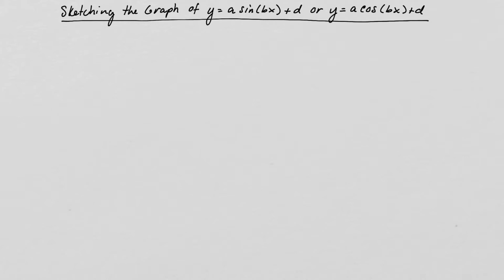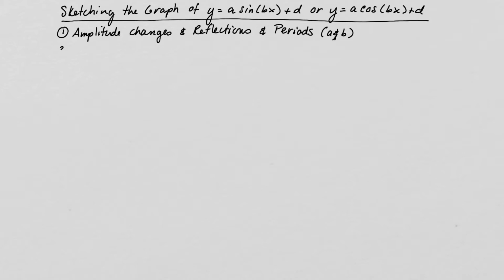So the first thing I want to do is write down the order that we need to do the transformations in. The first thing we're going to do is look at the amplitude changes and if there are any reflections. We're also going to put in any changes to the periods. That's basically the stuff coming from the A and the B in our equation.